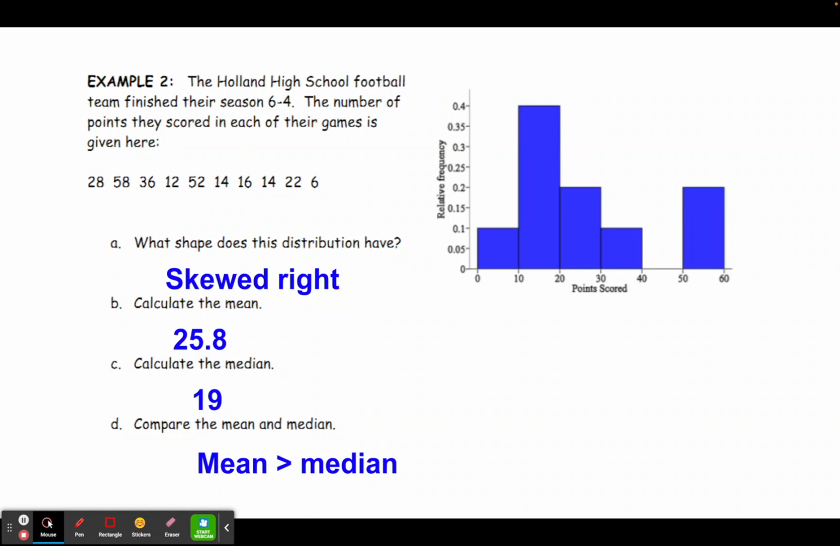Now, the reason that the mean and the median here are not really that close to each other is because of the shape of our distribution. Holland had these two games over here where they scored lots of points, and we have this skewed shape, so these games are pulling the average up. When you have a skewed distribution, the mean is always going to get pulled toward the tail of the graph, so it's not going to be approximately where the median is. That's why knowing the shape of a distribution is important, because it gives us some information about how the mean and the median are related to each other.